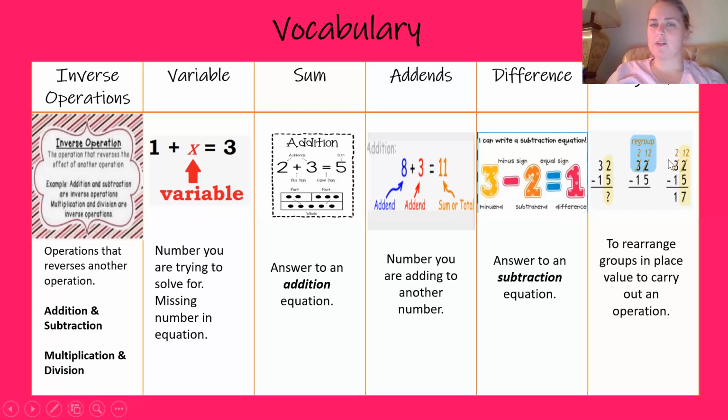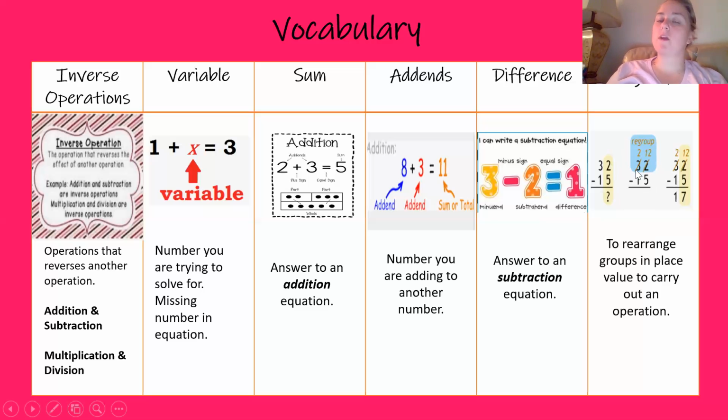And then I don't know if you can see this or not, but the last word is regroup. So we're going to be really focusing on that a lot, especially when we subtract. To regroup is to rearrange groups in place value to carry out an operation. So you can see from this example, I have 32 take away 15. I can't take 5 away from 2, so I had to regroup.